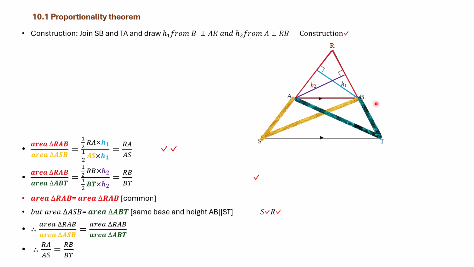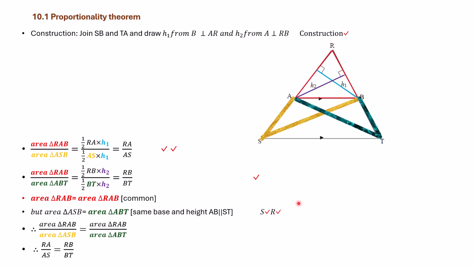You see, these two triangles are drawn between two parallel lines. So therefore, they have the same base and they would have the same height. Because AB is parallel to ST, therefore, we can now say area RAB over that must equal area RAB over area ABT. So those two areas are equal to each other, therefore RA over AS must equal RB over BT.